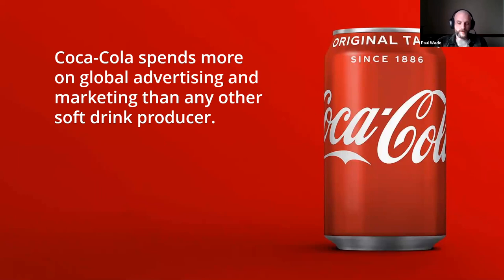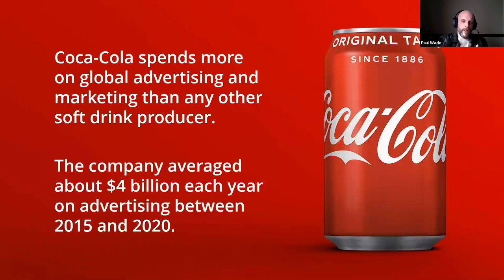What may be surprising to people, and it was a shock to me simply because of the number, is that Coke averaged about $4 billion each year on advertising between 2015 and 2020. Now, just to say, that is the company as a whole, so that includes all their other products and its international advertising. It wasn't just one continent or one country, but that still is $4 billion a year. Not between 15 and 20, a year from 2015 to 2020.